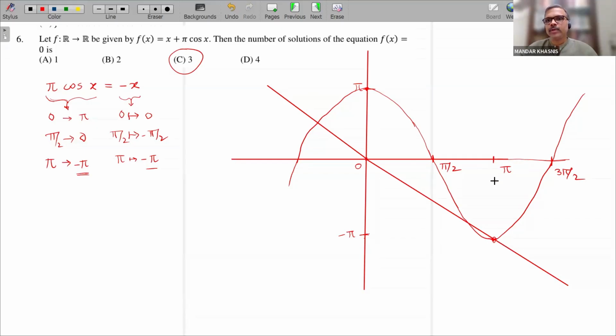Means it has to be parallel to the x-axis. So this line definitely cannot be a tangent. Yes, I'm getting the point. That is correct, that is why it has to cut. It has to cut then, right? Good.